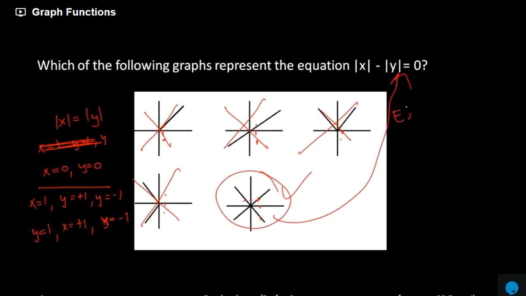So guys, always go for elimination in these kind of questions rather than you trying to prove stuff. Always go for elimination. It's very, very easy to eliminate.